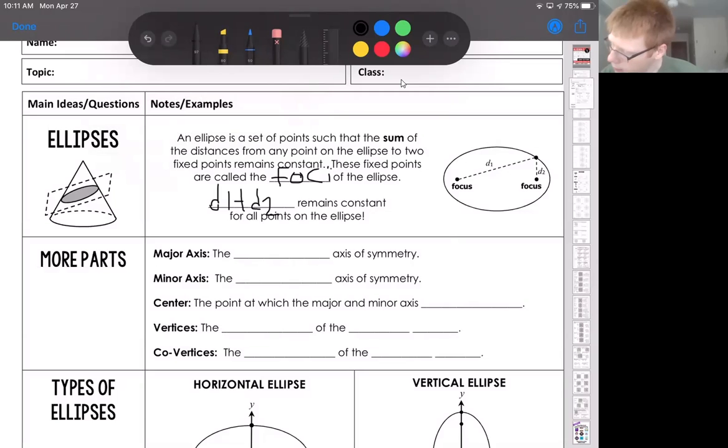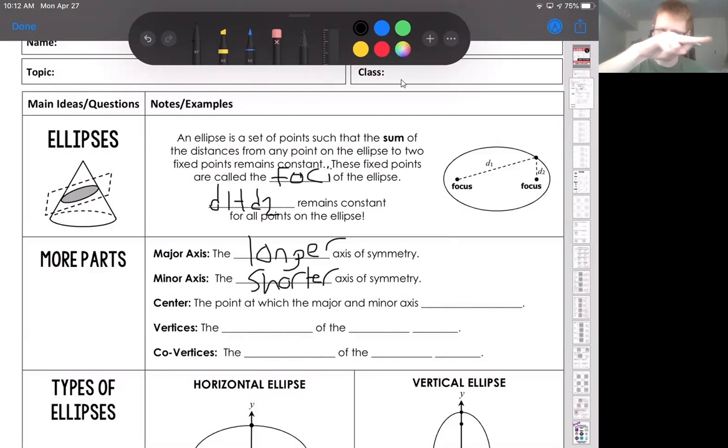Some more parts we'll be looking at. The major axis is the longer axis of symmetry, and the minor axis is the shorter axis of symmetry. So if you think of an oval, one way around it, like one diameter, it's not really a diameter because it's not a circle, is going to be longer than the other way. And we can either have a horizontal ellipse or a vertical ellipse, based on whether it's our vertical axis that's longer, or our minor axis that's longer. The center is the point at which the major and minor axis intersect, or it's just the middle of your ellipse. So your center hopefully won't be too confusing.